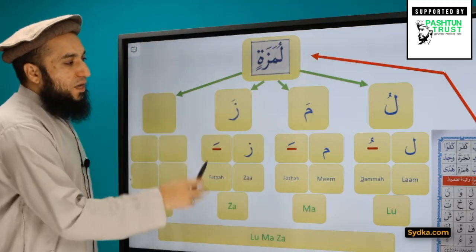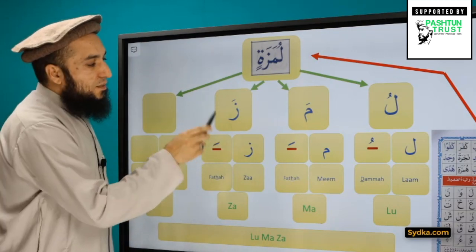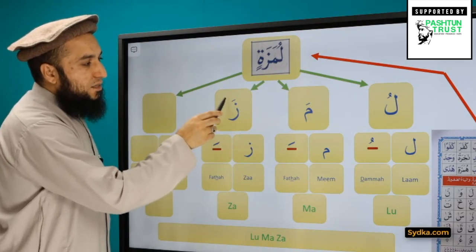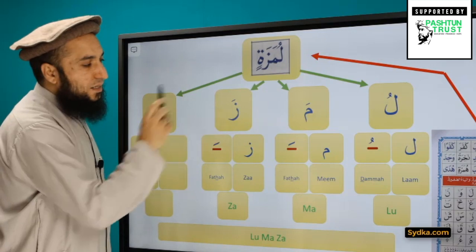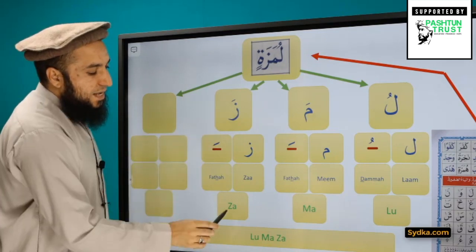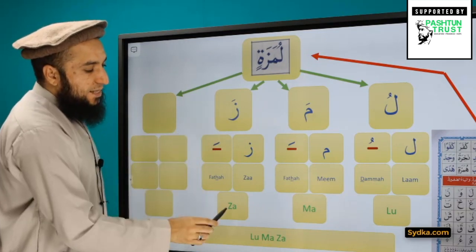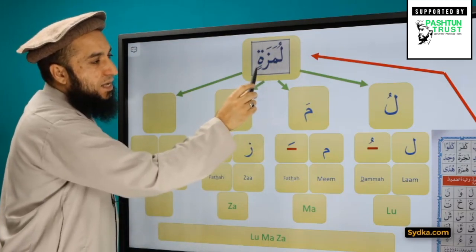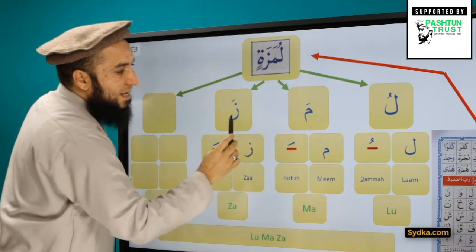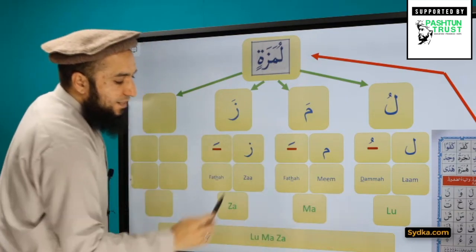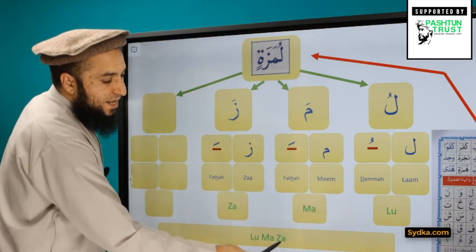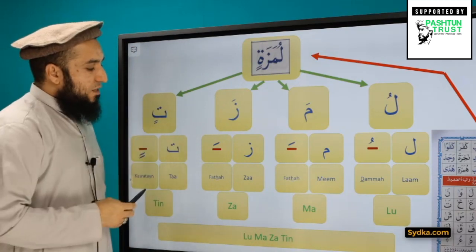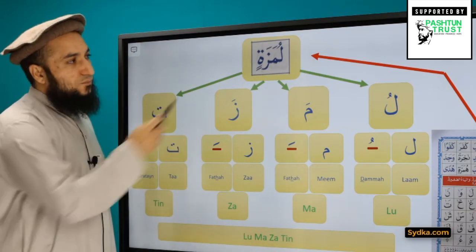The third syllable we have is za fatha za. Za is not silent and it has fatha, and za is a light letter. Za fatha za. So now we connect these three syllables and we have lumaza, lumaza. The fourth syllable we have is ta kasratain tin, but the writing is different.